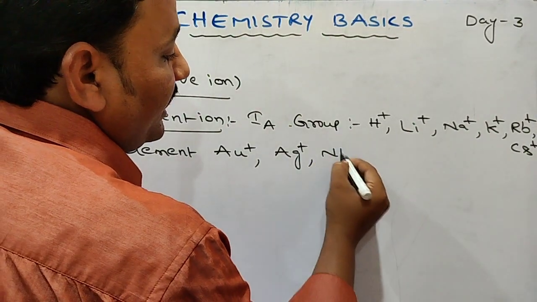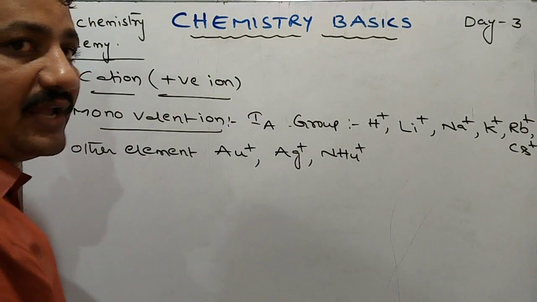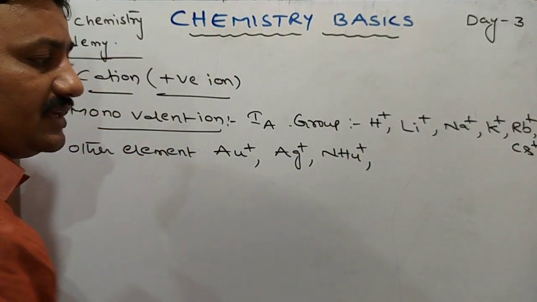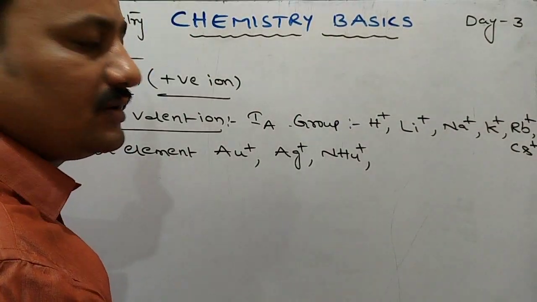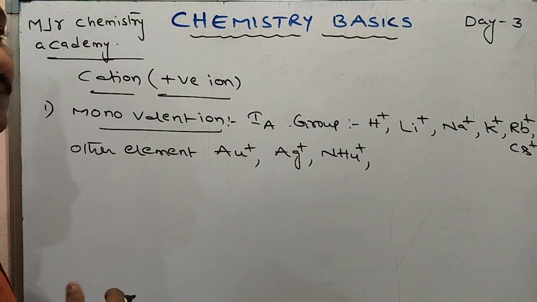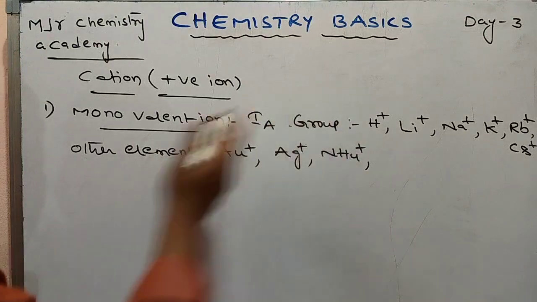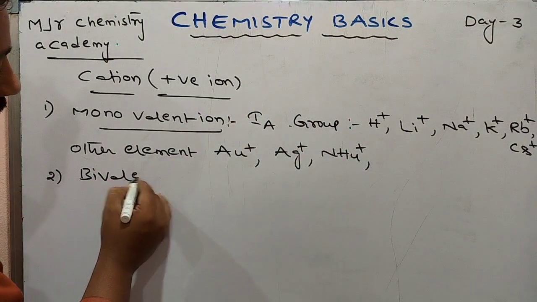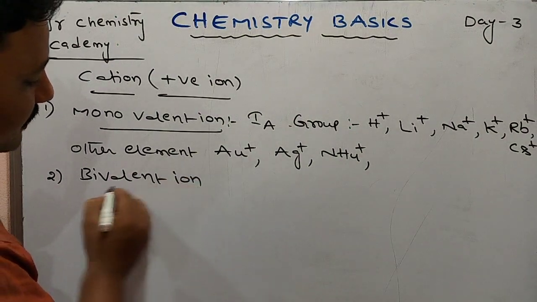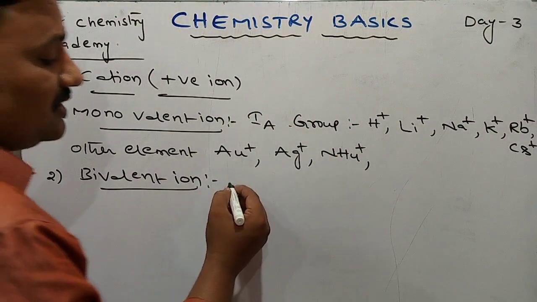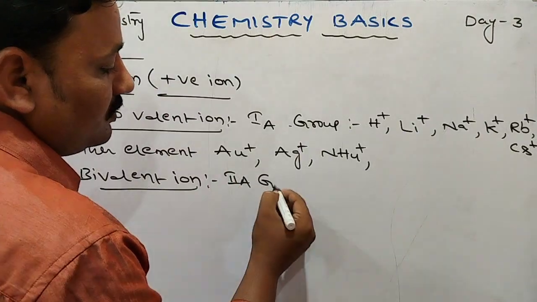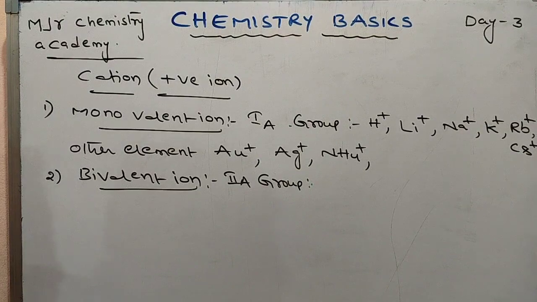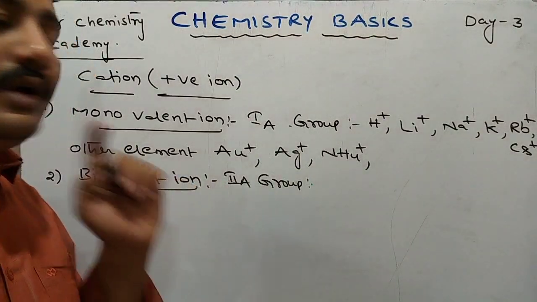Ammonium ion, NH4 plus, is a compound ion. NO2 plus, the nitronium ion, is also among these other ions. Coming to the bivalent cations: bivalent ions are particularly the second group elements. These second group elements lose 2 electrons to get stability like noble gases.